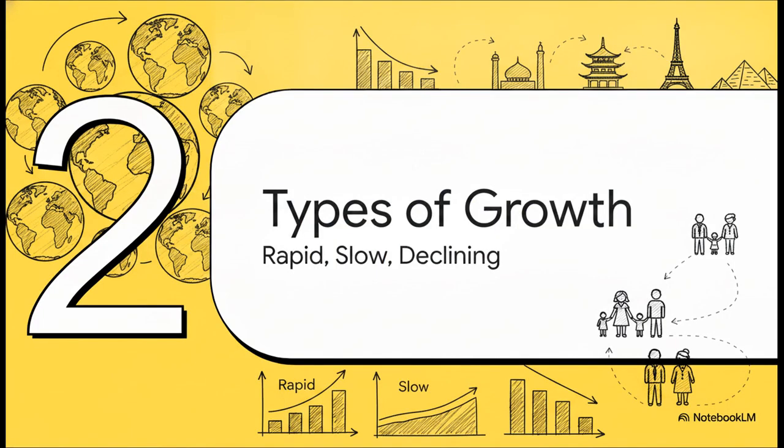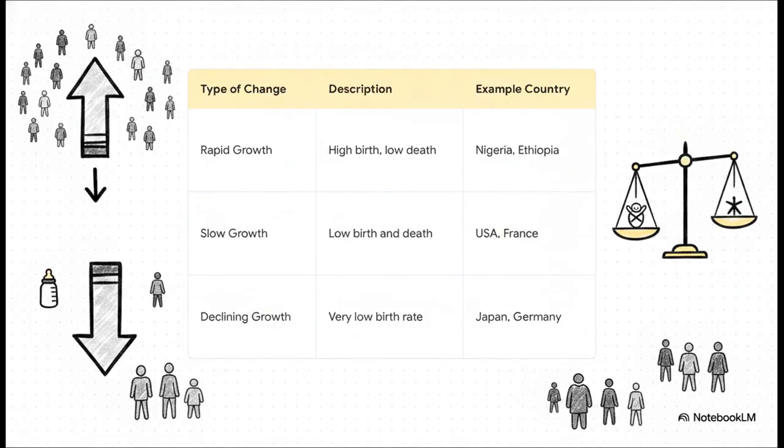Section 2. Types of growth. So how does all this math actually translate into the real world? Generally, our world falls into three main types of population change. First, rapid growth, driven by high birth rates and lower death rates, which we see in countries like Nigeria.